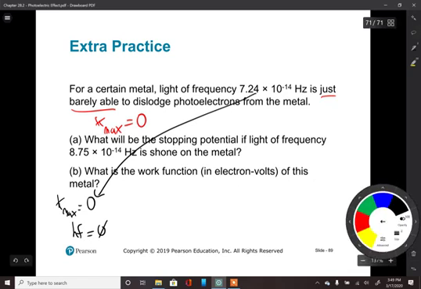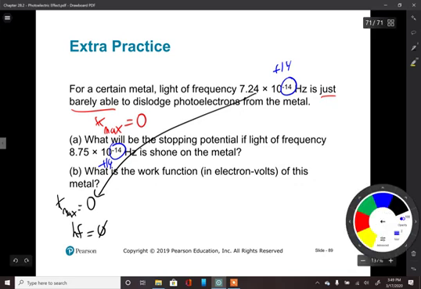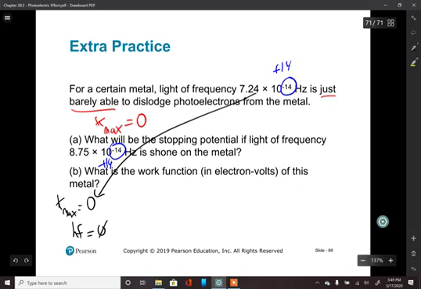Also, one thing important to note, there is a typo in this. This right here is the plus 14th power, not negative. A frequency of 10 to the negative 14th hertz is kind of illogical. So we can solve for phi just by plugging h and f in. If you do that, you get phi is 4.8 times 10 to the negative 19th joules, and that is 3 electron volts. The conversion between joules and electron volts is on the AP sheet. It's just divided by 1.6 times 10 to the negative 19th. So that answers part B.